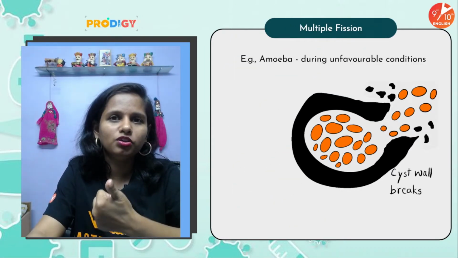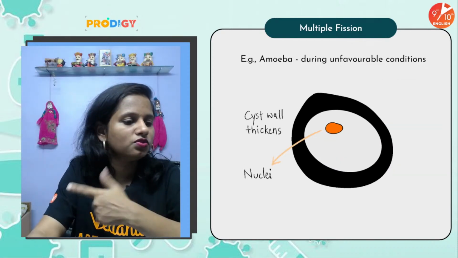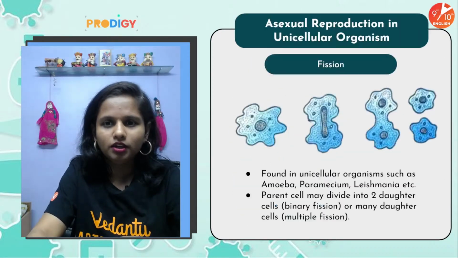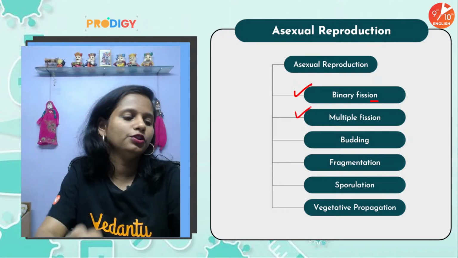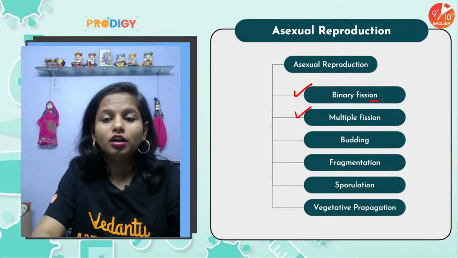So in case of plasmodium, in case of amoeba, we see them reproducing by multiple fission. Okay, so what have we covered so far? We covered binary fission, we covered multiple fission. Then let's talk about budding.